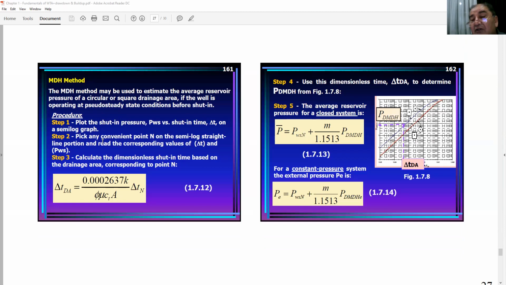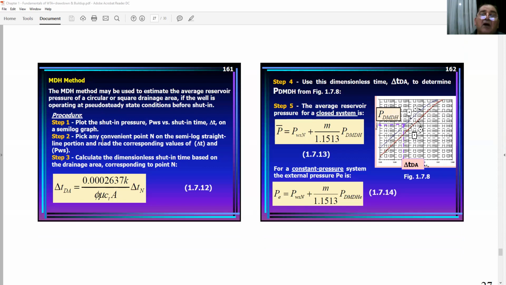Now for Miller-Dietz-Hutchinson, MDH, we plot delta T versus PWS. We use delta T as it is; we do not consider the production time. So basically, we go with the MDH plot, delta T versus PWS on a semi-log plot, and we calculate the permeability, of course.